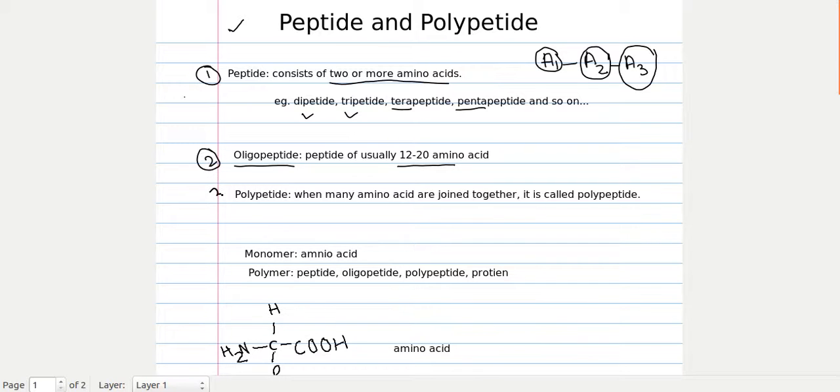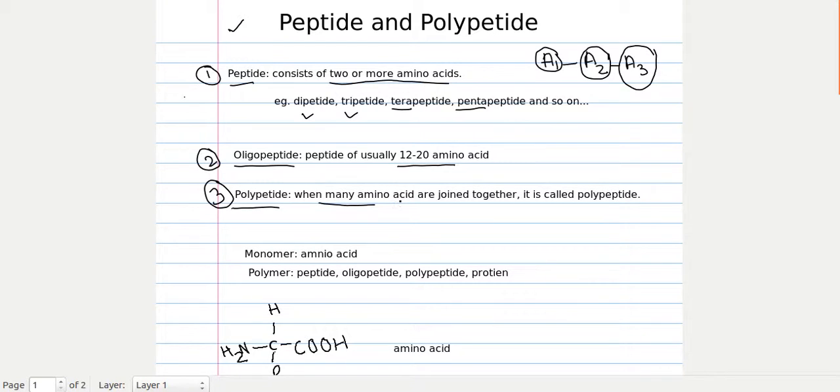The first term is peptide, then oligopeptide, and the third is polypeptide. Poly means many. When many amino acids are joined together, it is called a polypeptide. Even the polypeptide term does not have a clear cut on how many amino acids should be there. It is usually taken that if there are more than 20 amino acids, I will term it a polypeptide. A polypeptide may contain as many as 100 or 200, or even more than that.